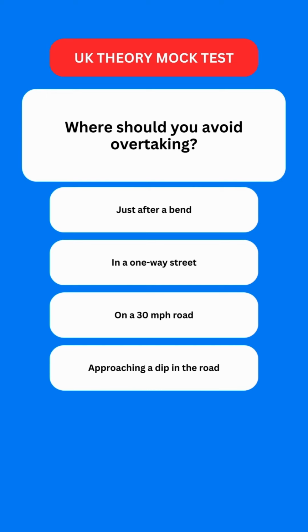Next question is, where should you avoid overtaking? Options are, just after a bend, in a one-way street, on a 30 miles per hour road, or approaching a dip in the road. So the correct option is the first one. You should avoid trying to overtake just after a bend.